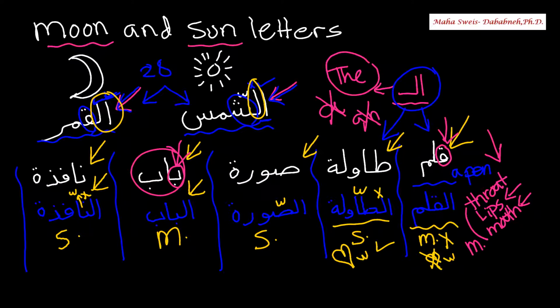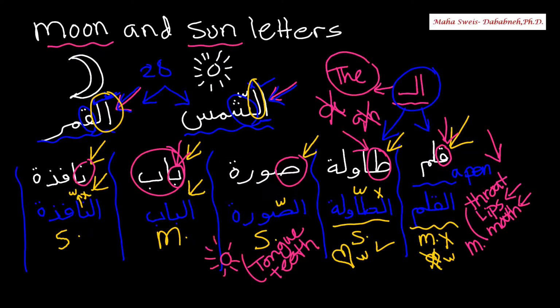Let's pay attention to the sun. Sa, ta, na. Let's start with ta. Say the ta letter. Which part of your mouth are you using? Tongue. So anytime you use tongue or teeth, it's sun. Anytime it's sun, we need shadda.